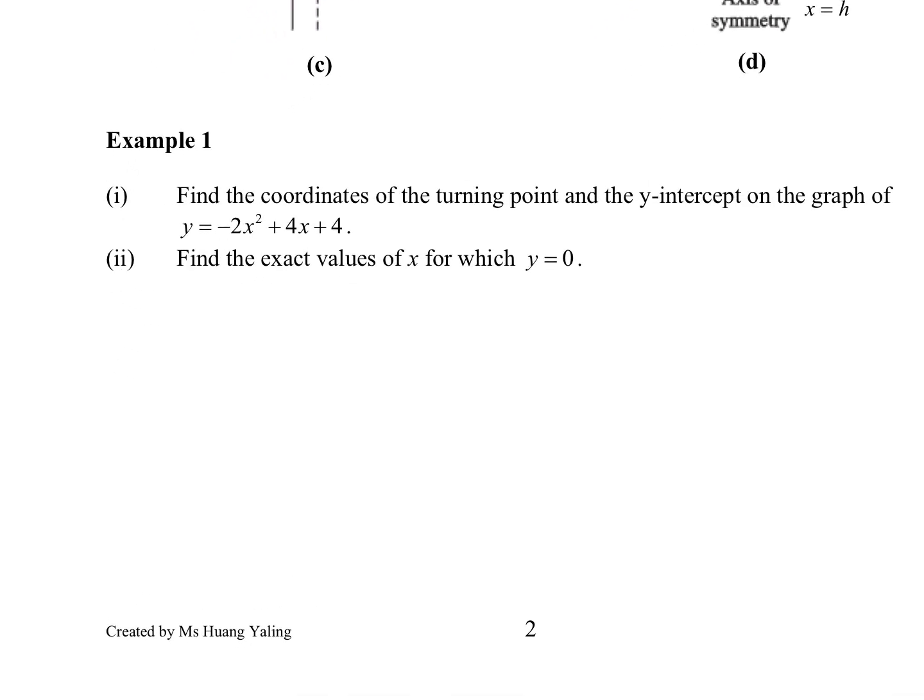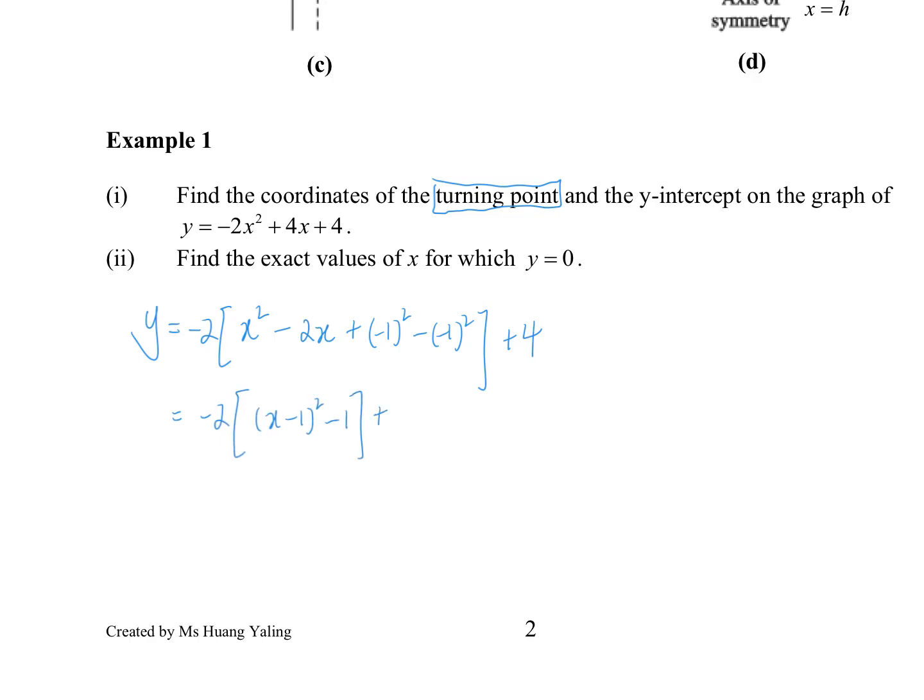Okay, now the question wants me to find the turning point. When they ask for turning point, what can you do? Complete the square. One way you are used to is to complete the square: take out the coefficient. You can skip steps if you are already very good at this. You should end up with plus 2 plus 6. So this is your completed square form.